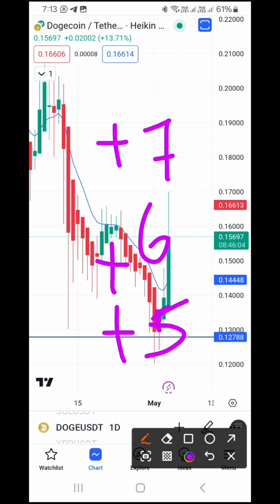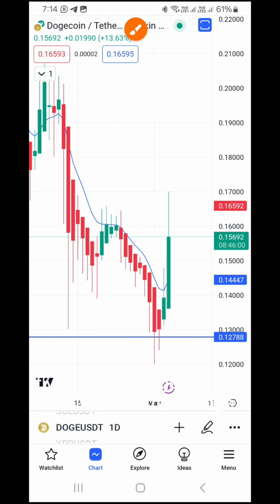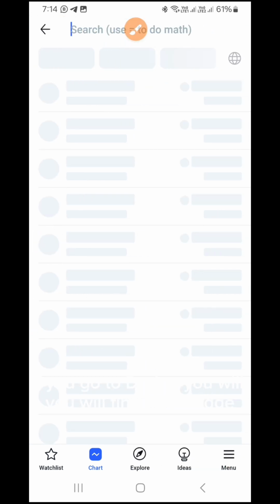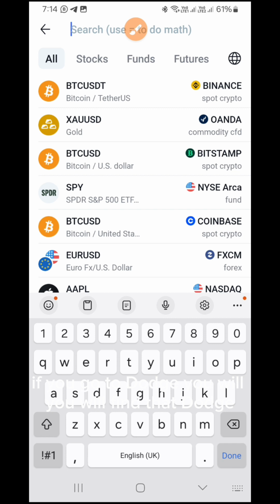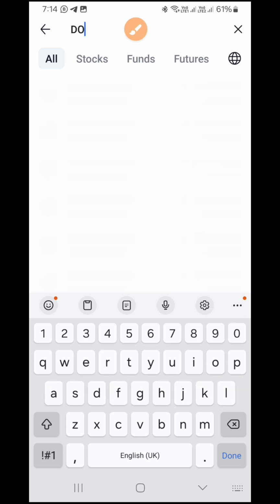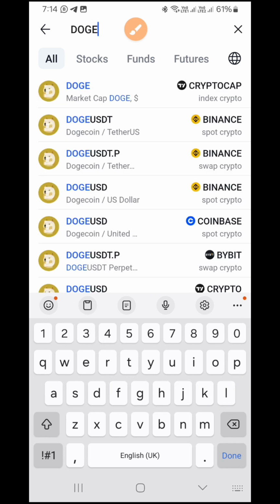Now let's see this Doge. When we look at this Doge, you see Doge here? If you go to Doge, you will find that Doge USDT.